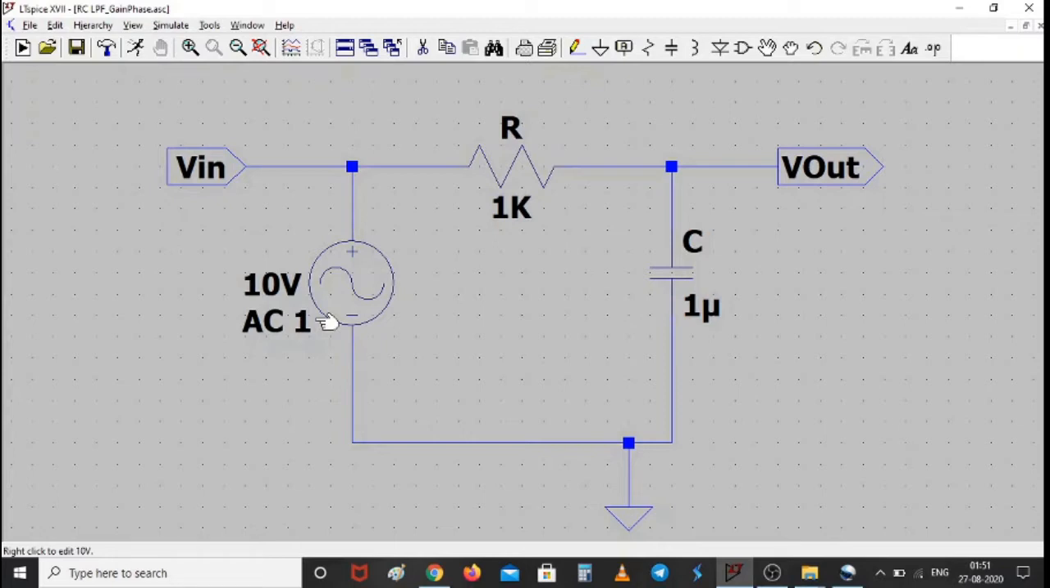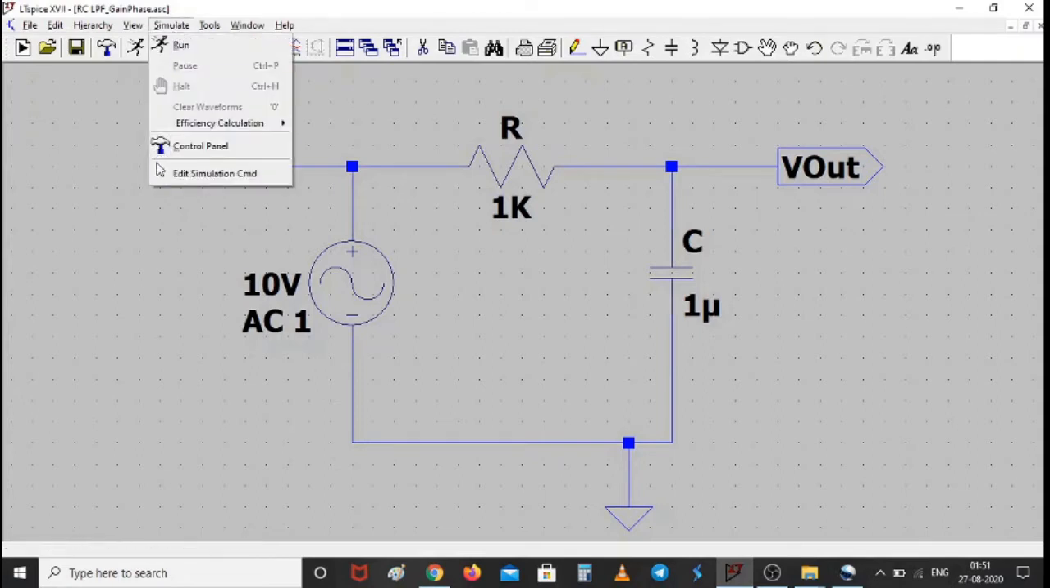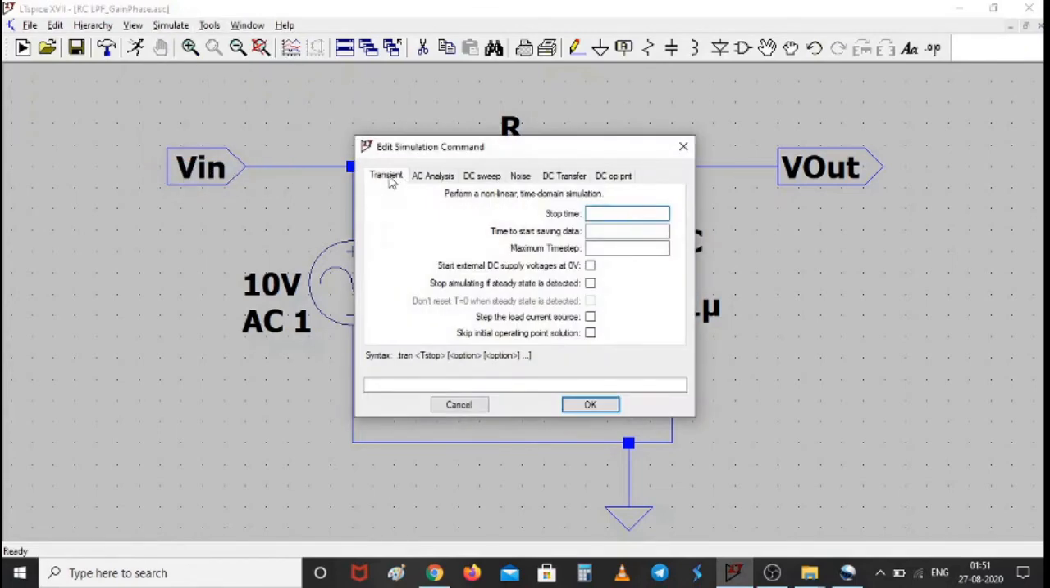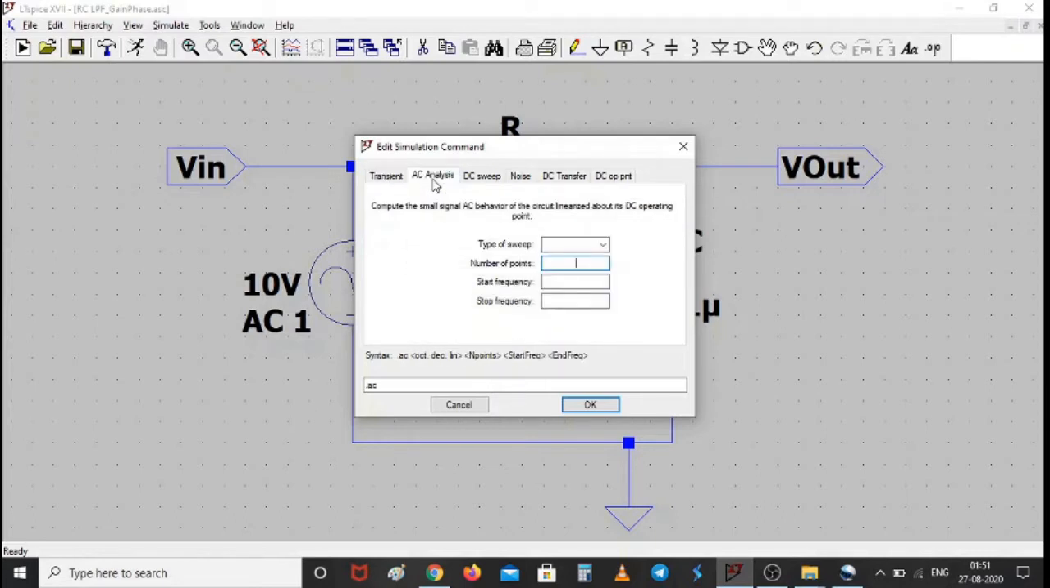Right? Okay. Now what sort of analysis are we interested in? We are interested in AC analysis. So go to the menu, Simulate, and go to Edit Simulation Command. This time we are not interested in transient analysis, but instead we are interested in AC analysis. So click AC analysis, then select the type of sweep. Type of sweep means you can select either linear, decade, or even octave. So we will be selecting decade. And the number of points per decade, let it be 10, and let the start frequency be 1 hertz, and the stop frequency be 2 kilohertz. Now click OK.